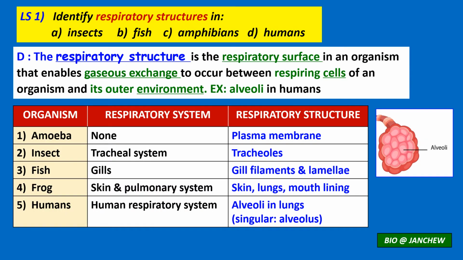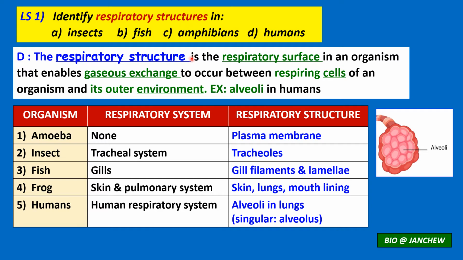Now let's look at the first learning standard. Learning standard number 1: Identify respiratory structures in insects, fish, amphibians, and humans. Try and say this word, respiratory structure. This is an important keyword for this lesson. So what is the respiratory structure? In the respiratory system of an organism, we have the respiratory organs. In the respiratory organs are the respiratory structures. On the respiratory structures are the respiratory surfaces, which allow gaseous exchange to occur.